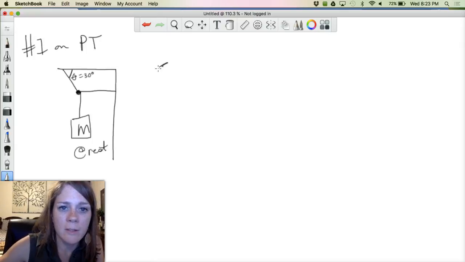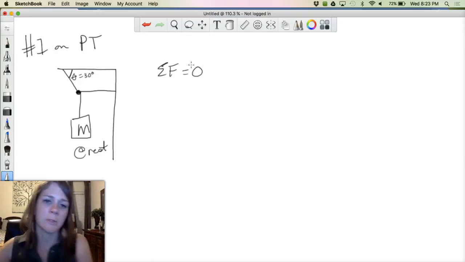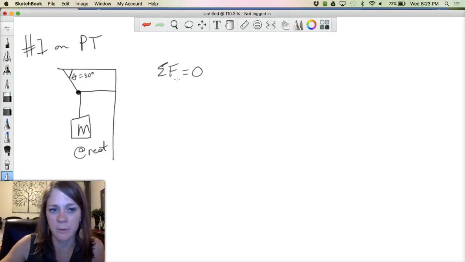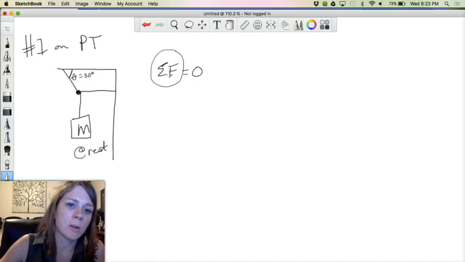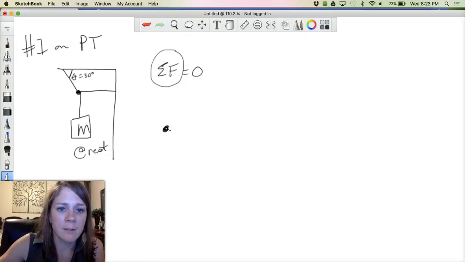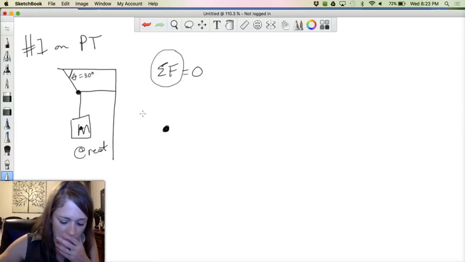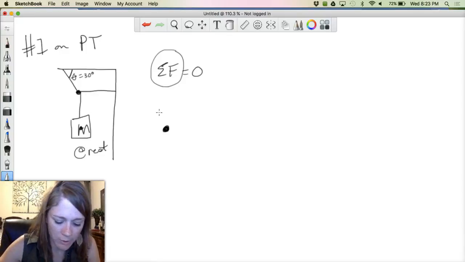So I know that the sum of the forces has to be equal to 0. There is no acceleration, so the sum of all those forces has to be equal to 0. So what is on this side? Well, we use our free body diagram to figure out what the summation of those forces are. So let's look at the center of mass of this mass right here. So that mass right there, I have a downward force.